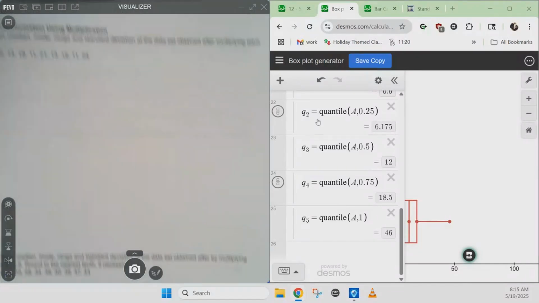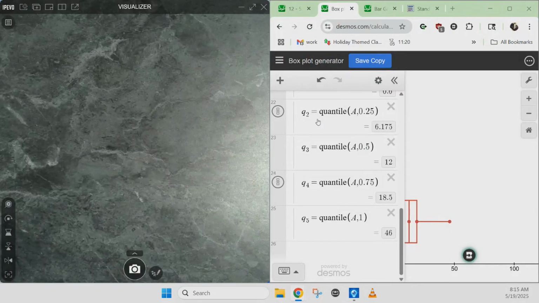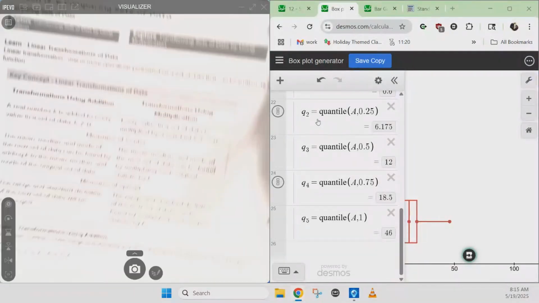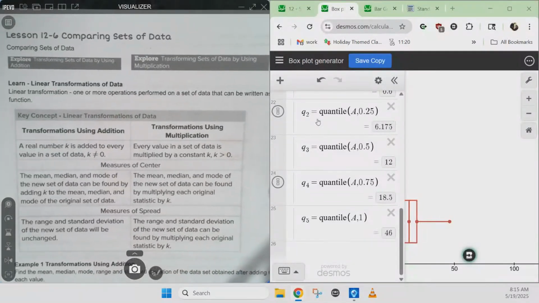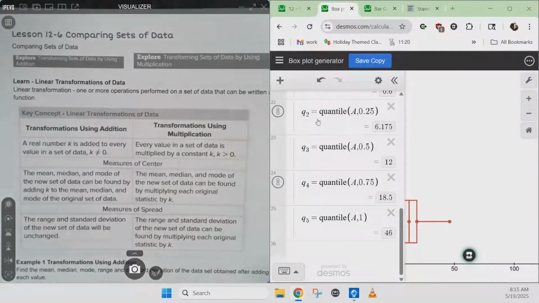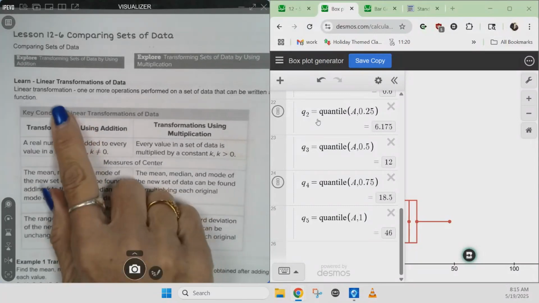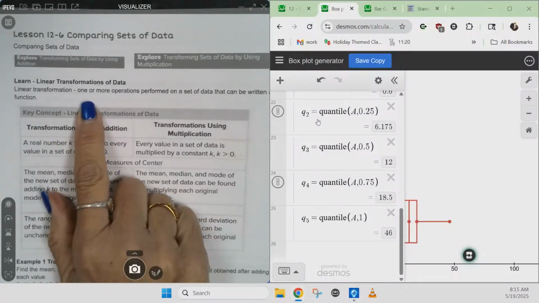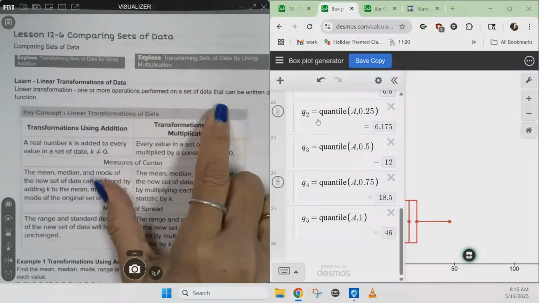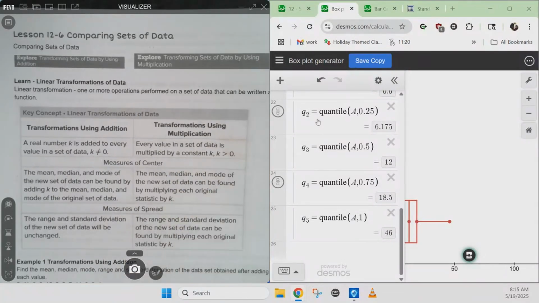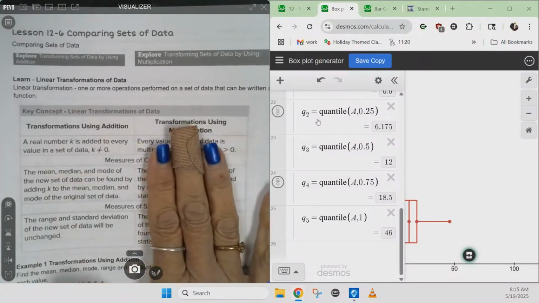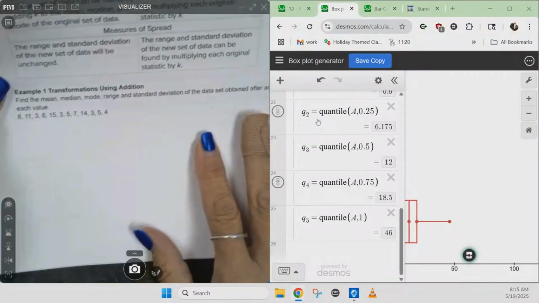Now, I'm going to put 12.6 with this because we're not doing much difference to this. So all we're doing is a linear transformation. So linear transformation, one or more operations performed on a data set or a set of data that can be written as a linear function. I'm not going to read through this right now because I want to actually try it first.